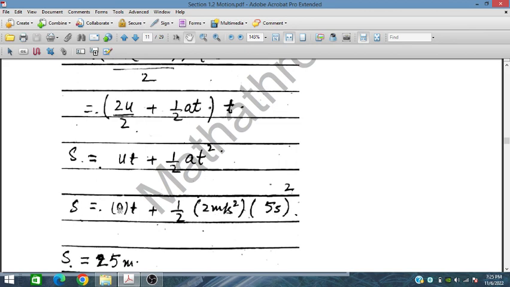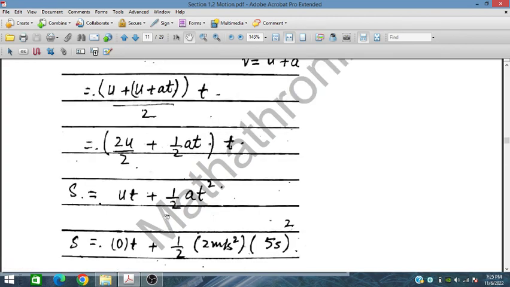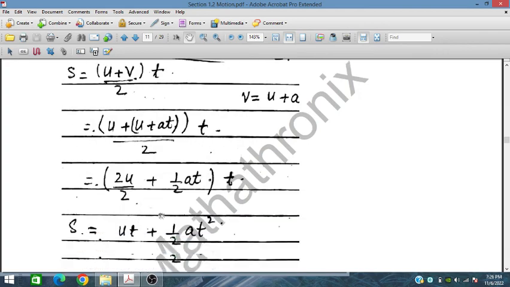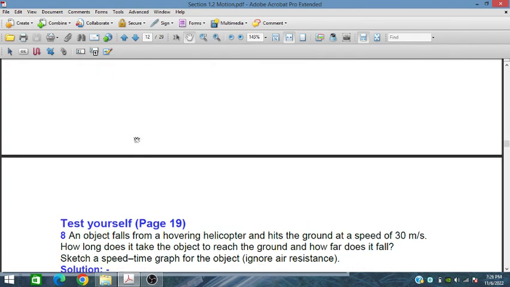So s is equal to, this is 0, and here the 2 into half cancels, and this 5 squared becomes 25. Here the unit is meters per second square times second square, so the unit will appear as meters. So this is 25 meters. So the distance traveled is 25 meters. So for a car accelerating from rest after 5 seconds, the distance will be 25 meters. So this is the answer.